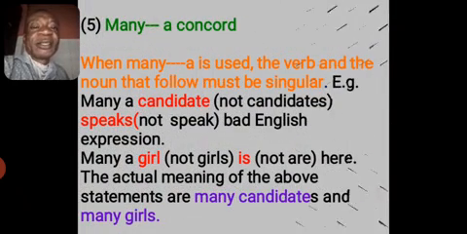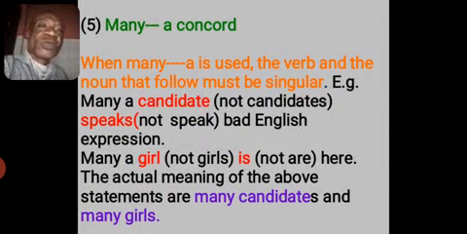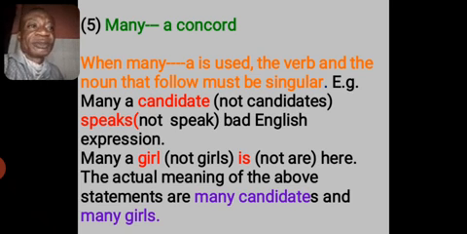All right, let's go to the fifth one, which is the last one for today. Many a concord. When many a is used, the verb and the noun that follow must be singular. Take for example, many a candidate speaks bad English expression.